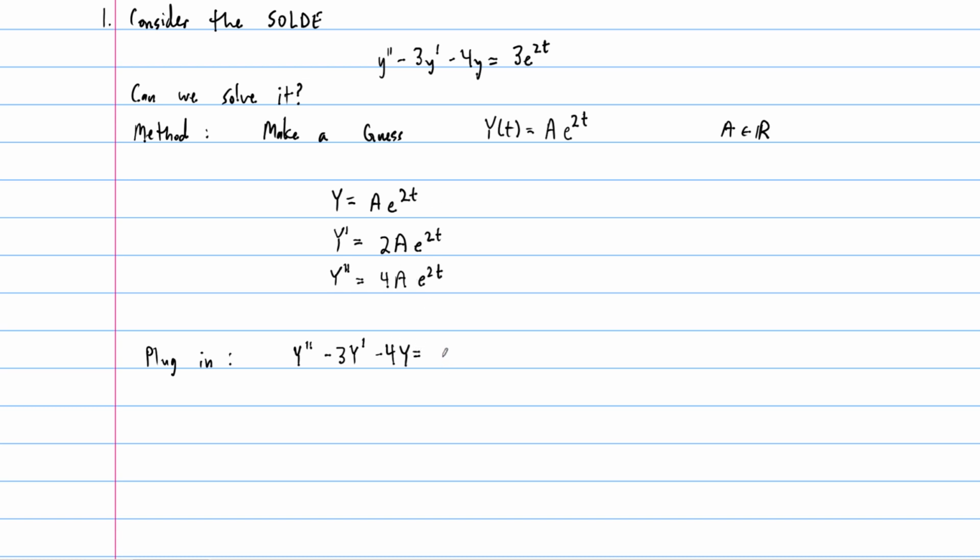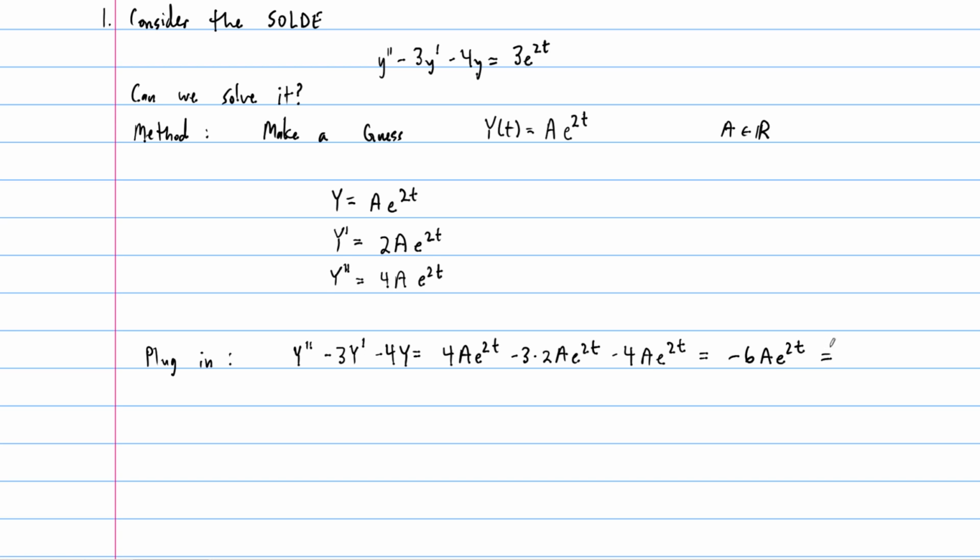Now we plug these in. So this is going to be 4a e to the 2t minus 3 times y prime, so that's 2a e to the 2t, and then minus 4a e to the 2t. If we combine all these like terms, everything has an a e to the 2t. We have 4 minus 4, those are gone, and then we're left with negative 6 of them. So negative 6a e to the 2t.